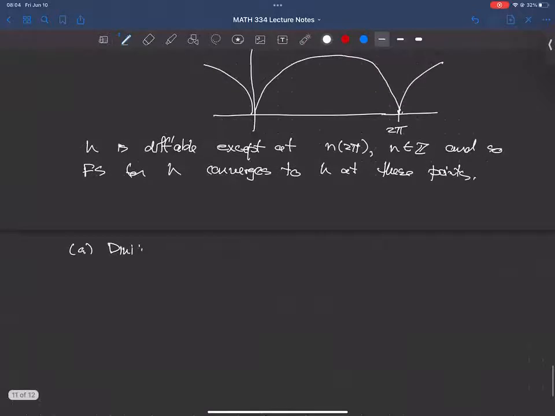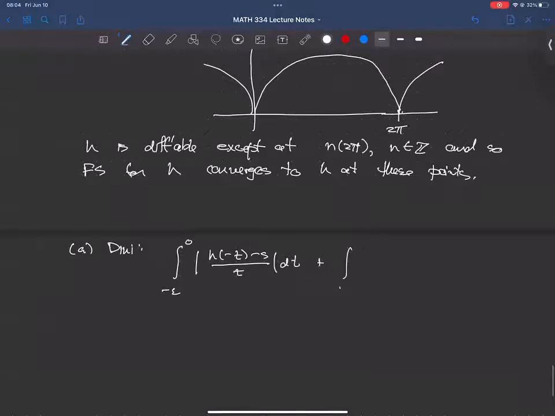Okay, so Dini's test, and so again, I need for this thing to be finite. So let's think about what this is for a moment. H of minus t, for t negative, is like H for t positive. And so this behaves like root t over 2, and similarly here.